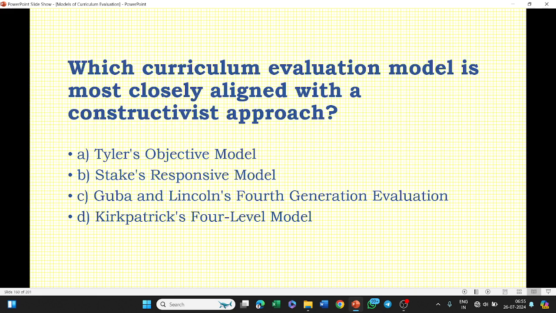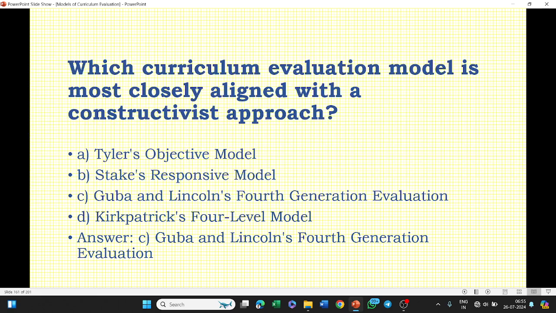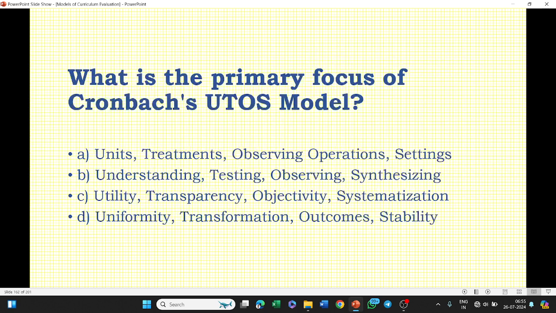Options: Taylor's objective model, Stake's responsive model, Guba and Lincoln's fourth generation evaluation, Kirkpatrick's four level model. The answer to this question is option C, that is Guba and Lincoln's fourth generation evaluation.